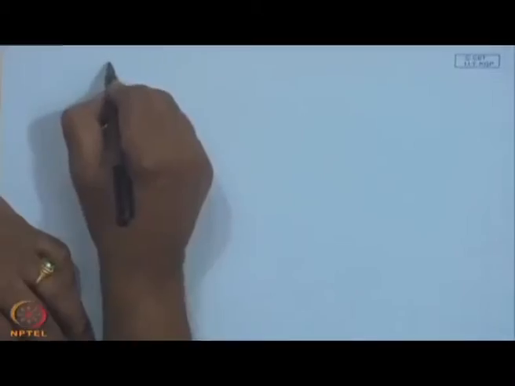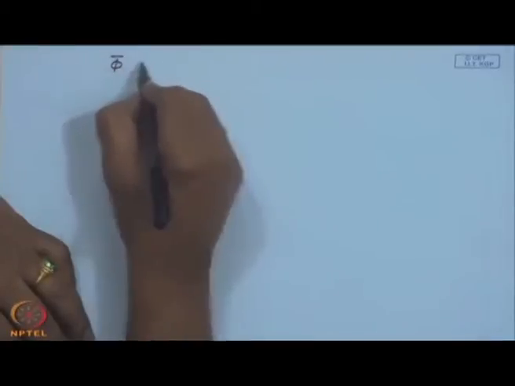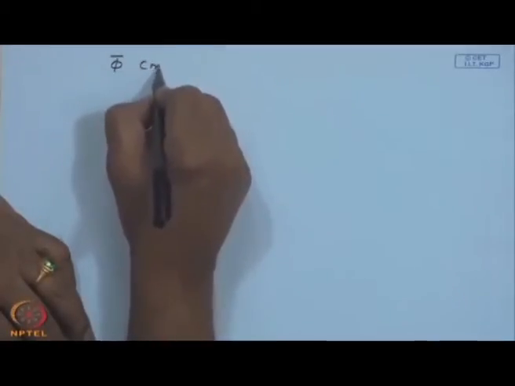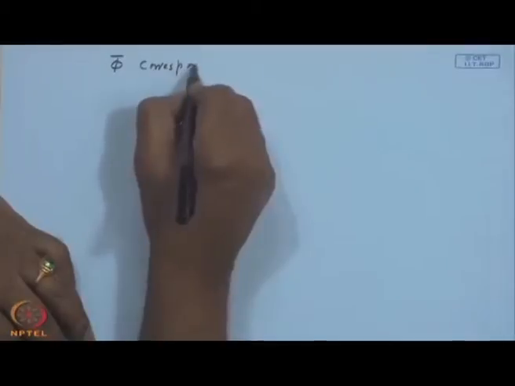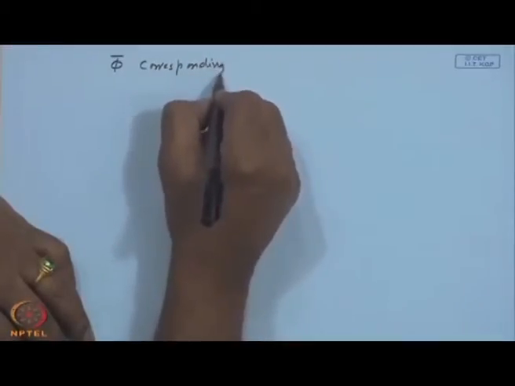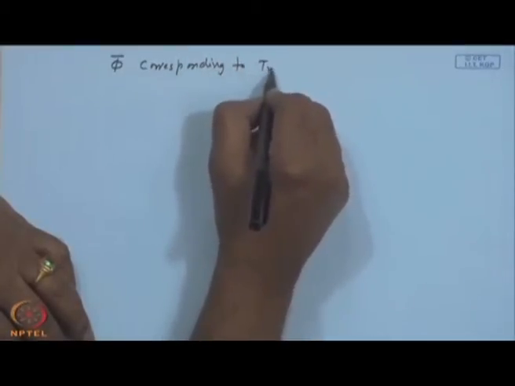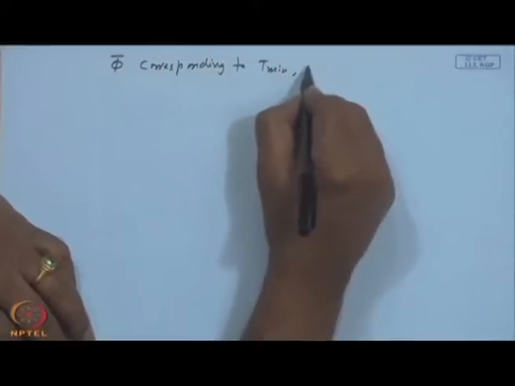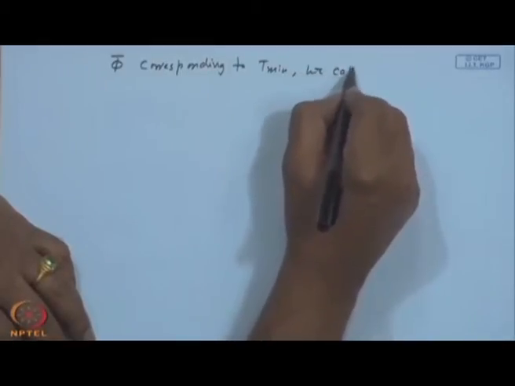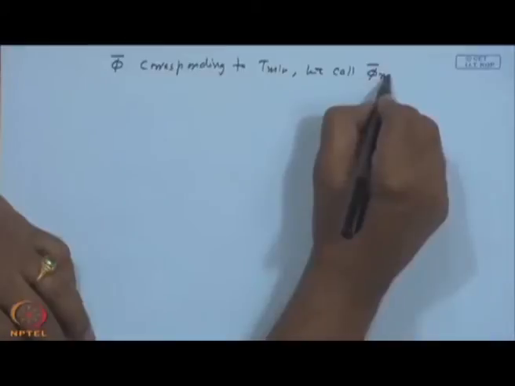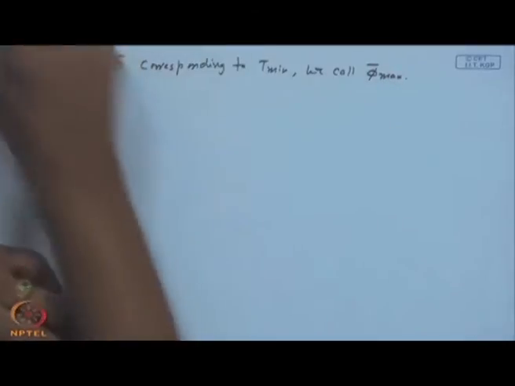The only reason, once again I emphasize, is that the monthly average daily utilizability is phi bar corresponding to T minimum, which we call phi bar max. That is all, nothing else.